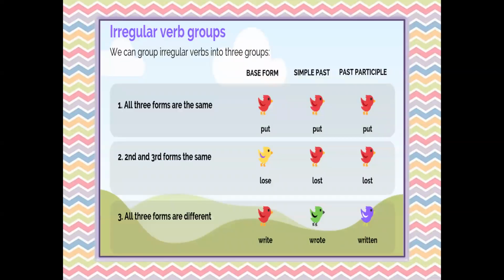Now, let's see here the irregular verb groups. We can group irregular verbs into 3 groups. All 3 forms are the same. Put, put, put. Then second and third forms the same. Lose, lost, lost. All 3 forms are different. Right? Write, wrote, written. Right, students?